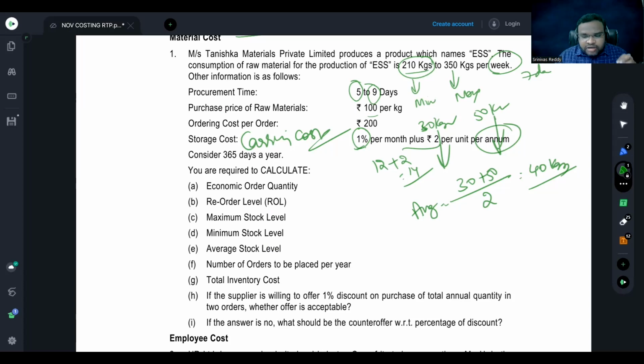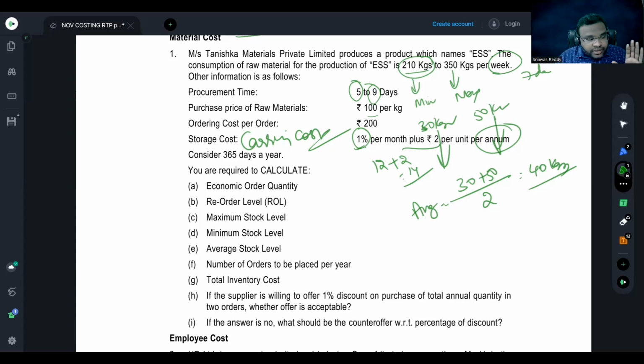Sir, maybe by using EOQ, I need to place 10 orders, but my supplier is saying that you order in 2 orders, okay, and I would be giving a discount of 1% on the purchase price. Now we need to consider what is my total inventory cost under EOQ, what is the total inventory cost under this offer. If my cost reduces, I would accept this proposal. If my cost increases, I would not accept it.